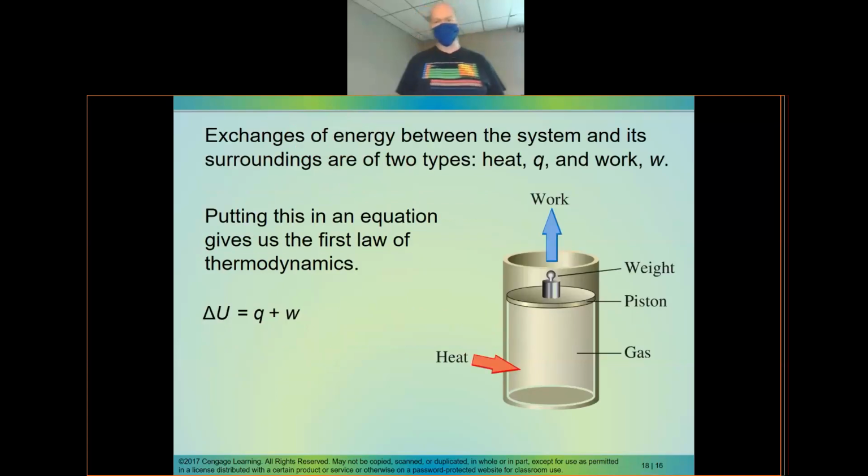All right. So work, you're going to be moving a piston, and that would require a change in volume of your gas. The work equation is negative P delta V. If you're changing your volume, the piston is going up and down, then you are doing work. If you do not have a change in volume, then you do not have any work. If your piston is locked in place, then there is no work in that system.